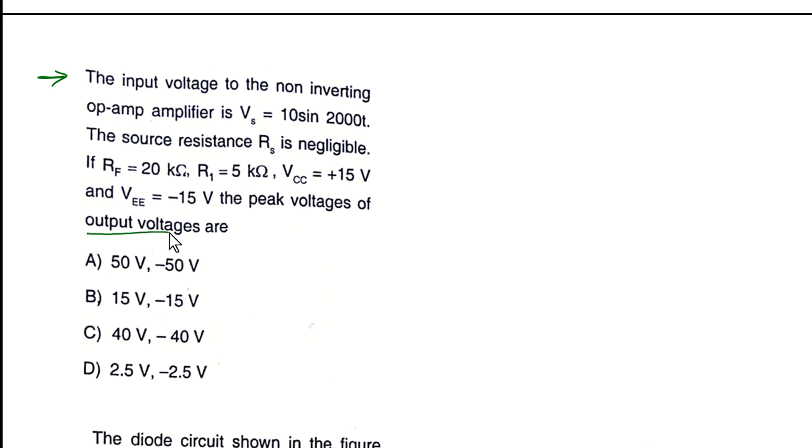So here the given question is about the non-inverting amplifier. Okay, so for the non-inverting amplifier, the peak value of its output voltage will be V saturation, which is simply VCC only. That is, the maximum value will be 15 and minus 15 only. Okay, so answer will be 15 and minus 15 here.